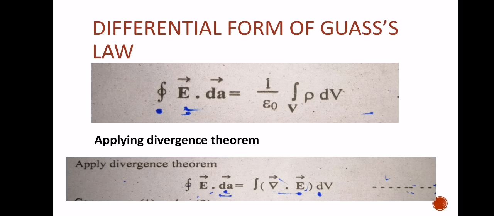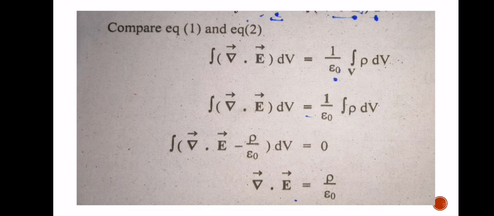Now both of these equations have the same left hand side. Comparing both of these equations, the resultant expression will be like this: the volume integral of del dot E dv is equal to 1 over epsilon naught times the volume integral of rho into dv. Now both of these equations have the same differential, dv. On taking both of these on the left hand side, the expression will change into del dot E is equal to rho over epsilon naught.